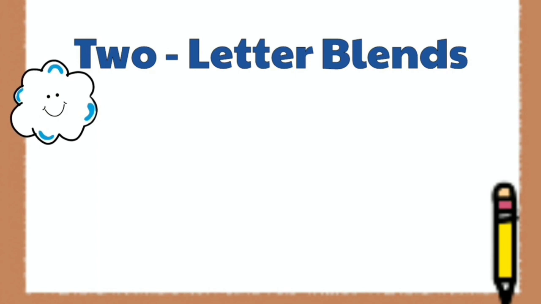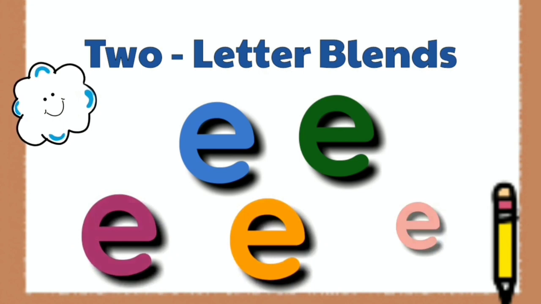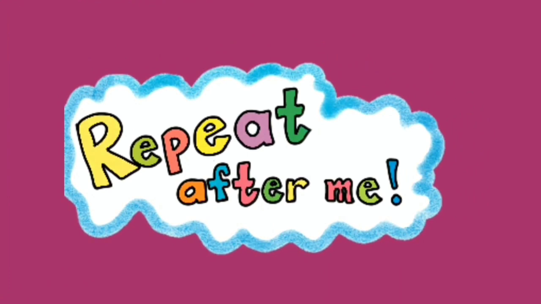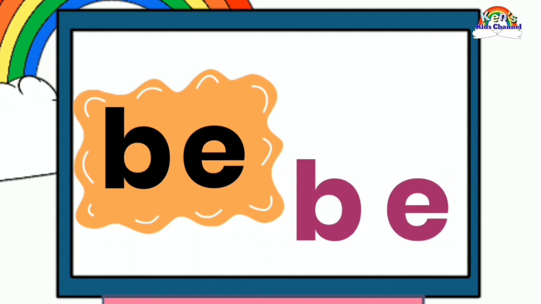Two-letter blends with short vowel a. A, a, a, a, a. Repeat after me. B, a, be. Great job. S, a, se.